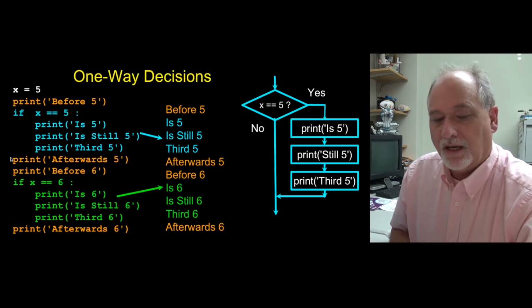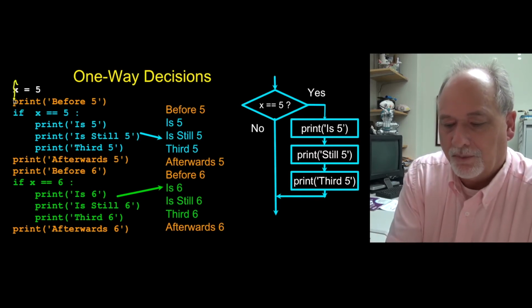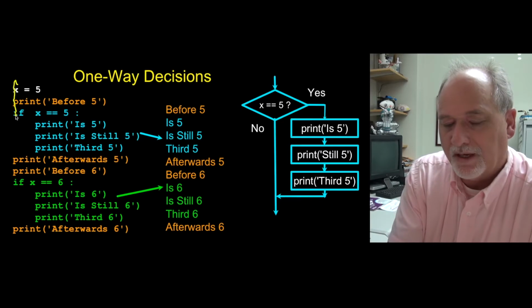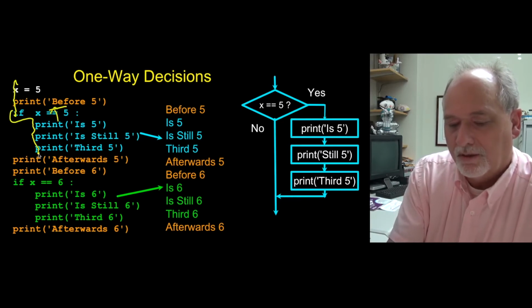So the way this is going to execute, x is 5. We print before 5, is x equal 5? That's the question mark, and that's true. So it's going to run all these, and then come back, and then continue on in the de-indent.